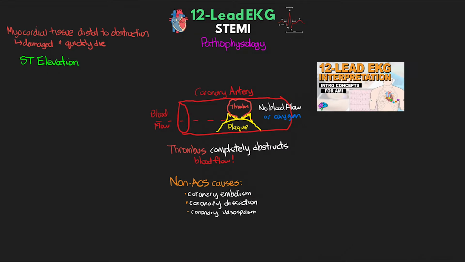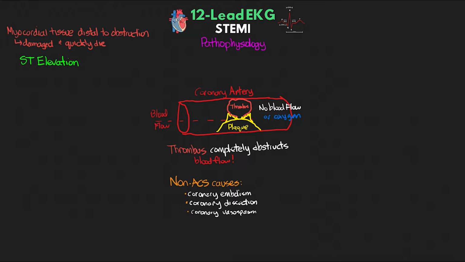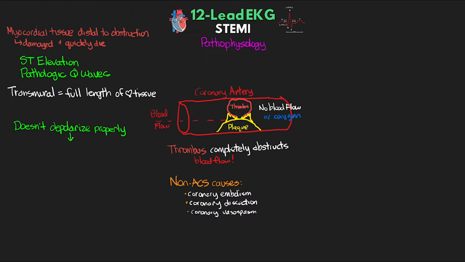Again, I'll link to that up above, giving us the quote-unquote window through the heart and producing those pathologic Q waves. Now, this injury and infarction is what we call transmural, or going the full length of the cardiac tissue. This large area of myocardial tissue does not depolarize properly, leaving this tissue electrically positive, giving us that classic ST elevation that we see on EKG.